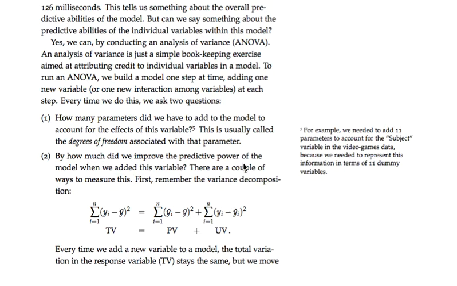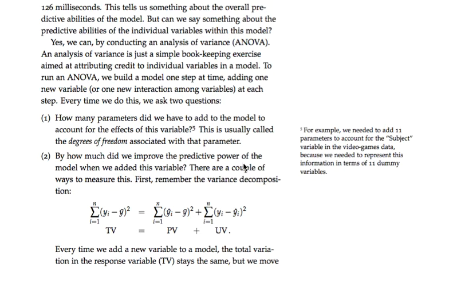So to do an analysis of variance, what we do is build up that final model with those four sets of effects, three main effects and one interaction, in stages. So you build the model one step at a time, adding one new variable or one new interaction among variables at each step. And at every step, you're asking yourself two questions. First of all, how many parameters did you have to add to the model to account for the effects of that variable?